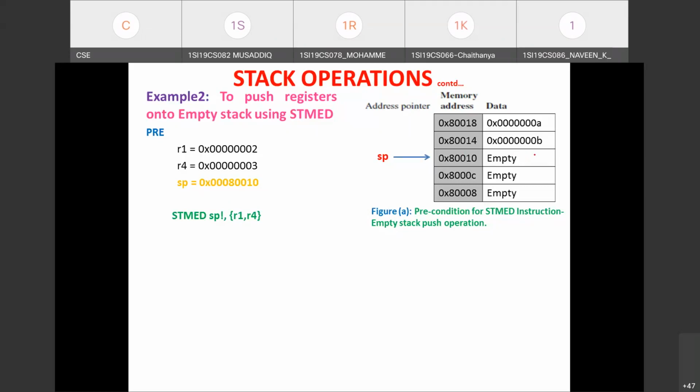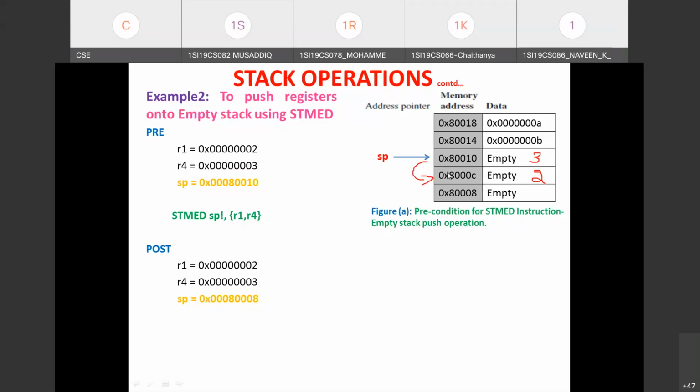Since SP is already pointing here, we'll store R4 content at address 80010. Then SP gets decremented. It is decrement after, as you told. Then R1 register content is stored. So after that, what will be the status of SP? What will be the update to SP? 8008. 80008 will be the SP content since it is decrement after. First insert the data. Since it is moving from higher address to lower address, registers are accessed in this order, higher register to lower register. R4 content is saved at address 80010.